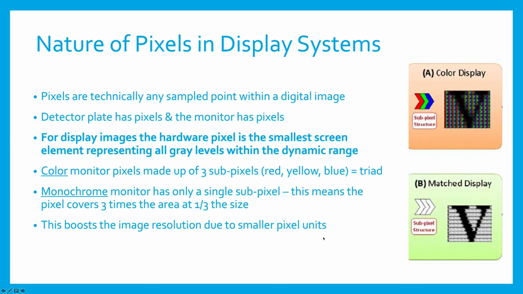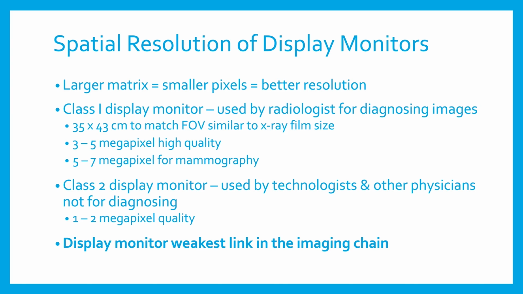So this picture over here shows what I'm talking about. In this color one, you really are having a hard time picking out the black V, but because the monochrome has 3 times the pixel resolution, you actually can see the V really well. And we don't really need color in radiology. Spatial resolution of a display monitor is measured in megapixels, as I mentioned. So 3 to 5 megapixels is considered high quality. For mammography, we need to use 5 to 7 megapixel monitors because you're looking at tiny specks. So a class 1 display monitor is what's used by the radiologist to diagnose the images.